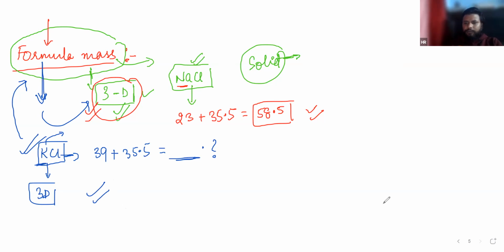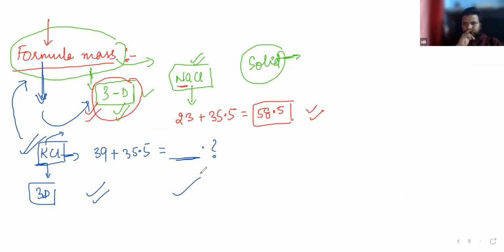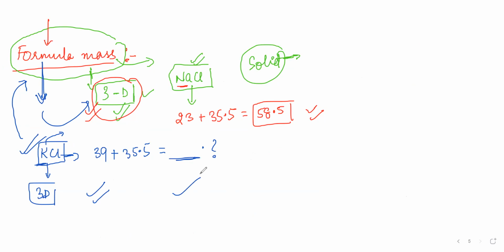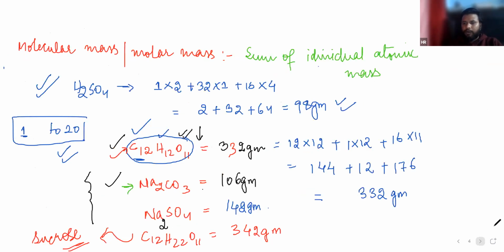Let's move to the mole concept. Habiba, have you written it all? Yes. Okay. We have three formulas. If mass is given, this formula will apply. If number of particles is given, this formula will apply. If volume is given, this formula will apply. Now, according to these formulas, I'm giving you some questions to find the number of moles.